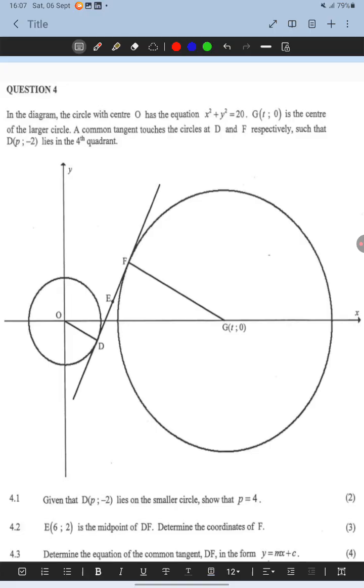Okay, I read the part there, right? So in the diagram, the circle with center O has the equation x squared plus y squared is equal to 20, right?